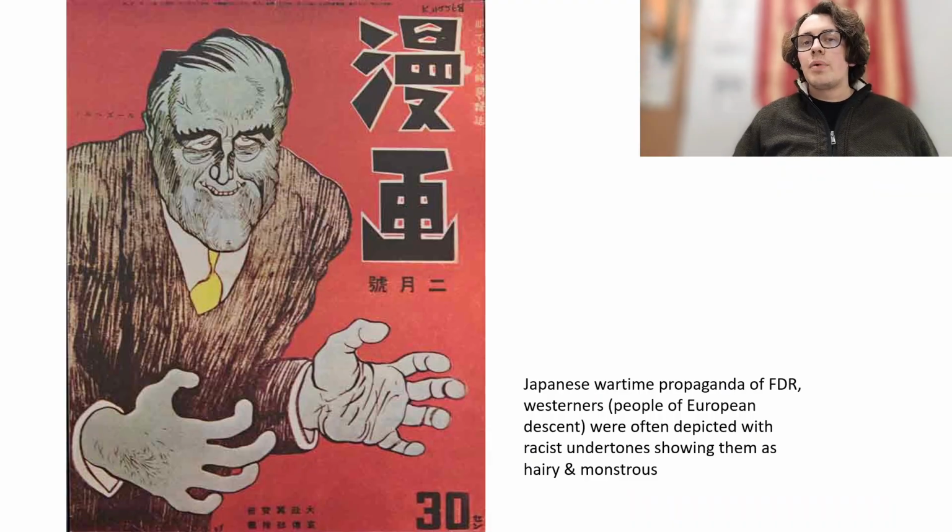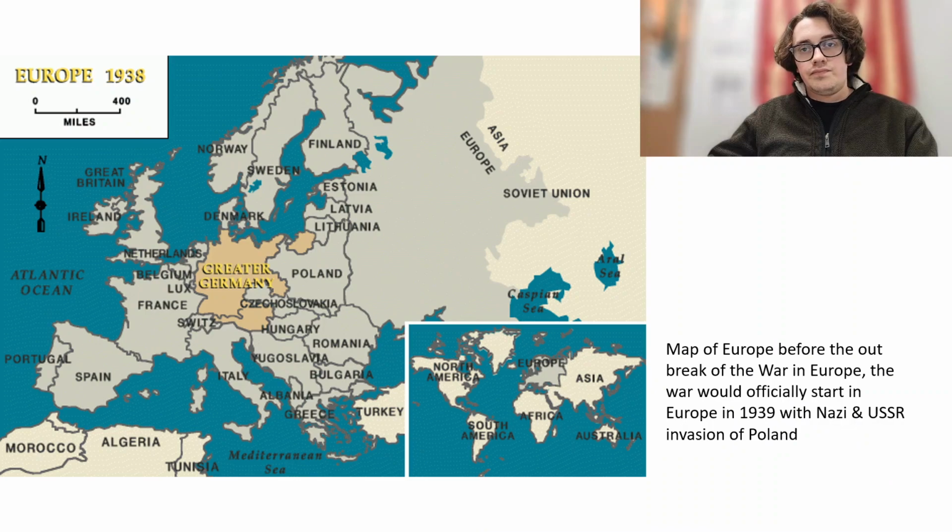You can see some wartime propaganda here of FDR. There's a lot of racial undertones here. People of Western European descent were often depicted by Japan with racist undertones, showing them as monstrous and hairy. It's a stereotype of white peoples, that they tend to be a lot hairier. So that is a racist caricature of FDR. It's World War II propaganda by Japan.